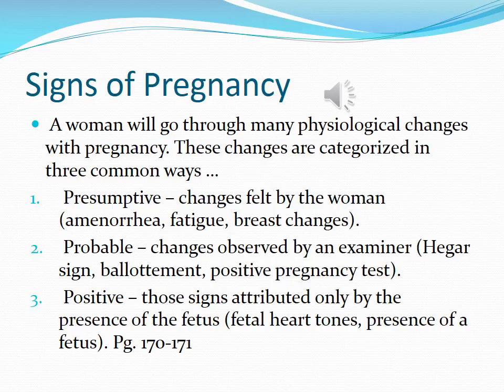Signs of pregnancy. A woman will go through many physiological changes with pregnancy. These changes are categorized in 3 common ways: presumptive, probable, and positive. Presumptive, changes felt by the woman. They could be amenorrhea, fatigue, or breast changes. Probable are changes observed by an examiner. Hagar sign, ballottement, positive pregnancy test. Positive are those signs attributed only by the presence of the fetus. Fetal heart tones, presence of a fetus. Please see your textbook, page 170 and 171. Please be aware of presumptive, probable, and positive signs of pregnancy.